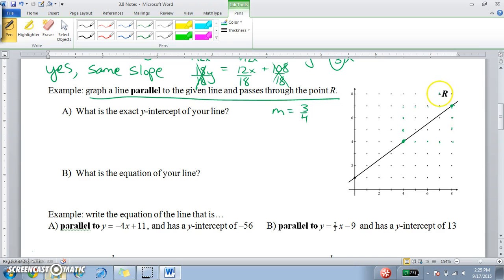Because if I try to graph this line with point R, if I go up 3 and over 4, that's going to take me off the page. So we'll go down 1, 2, 3, and to the left 1, 2, 3, 4. Again, down 1, 2, 3, over 1, 2, 3, 4.